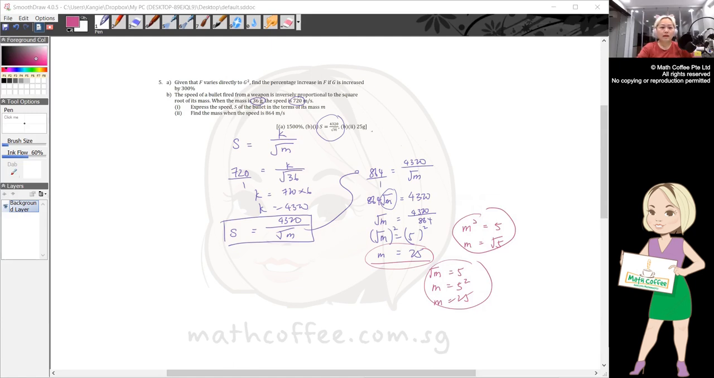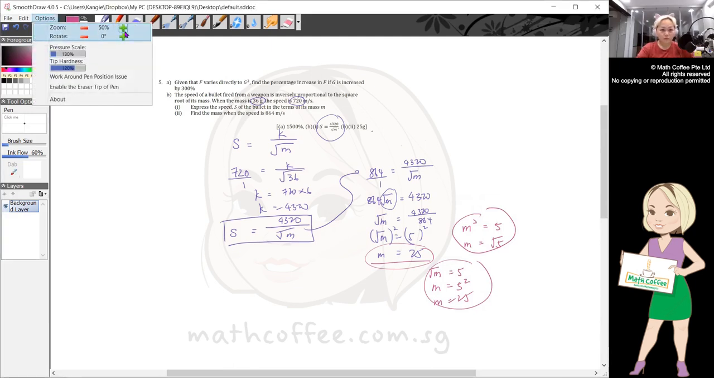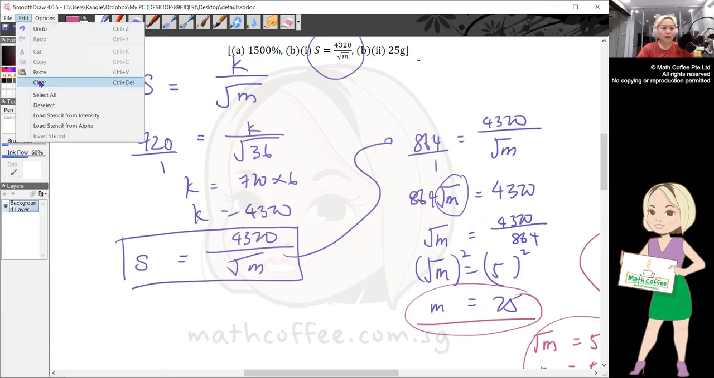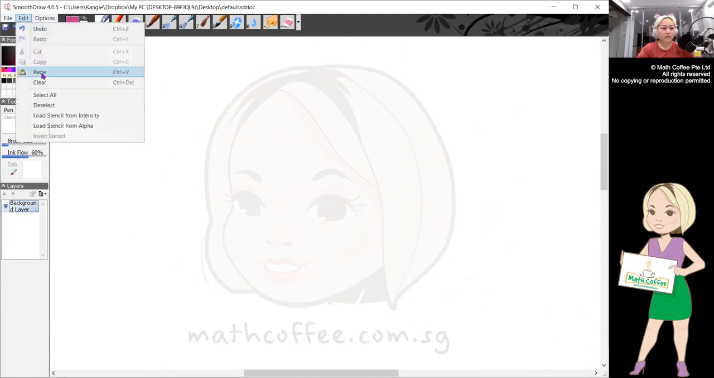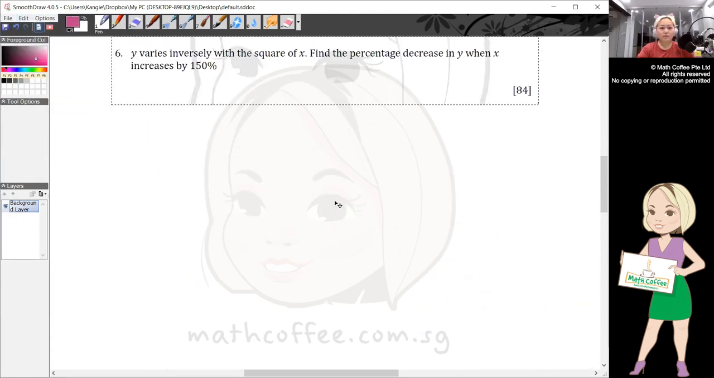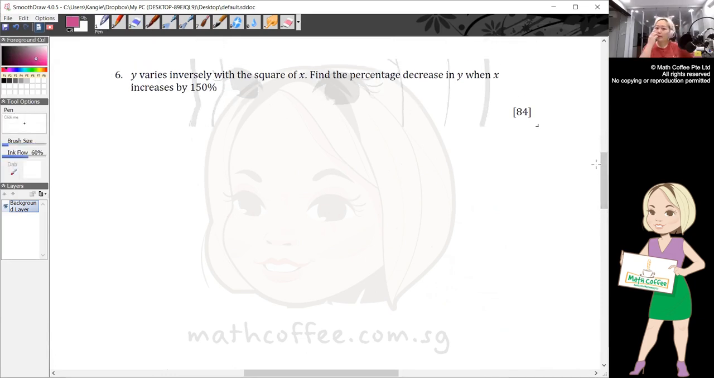Oh, the next question, tough one. Similar to 5A, but a little bit different. So y varies inversely with the square of x. So y equals k over x squared, not square root. They say find the percentage decrease in y when x is increased by 150%.